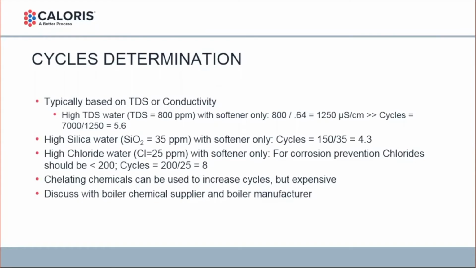So as I said before, to take care of hardness, chelating chemicals can typically be used to increase the cycles, but they're only taking care of hardness. They're not taking care of the silica or the chlorides. So after you've looked at this, you really need to discuss what you came up with with your boiler chemical supplier and the boiler manufacturer.